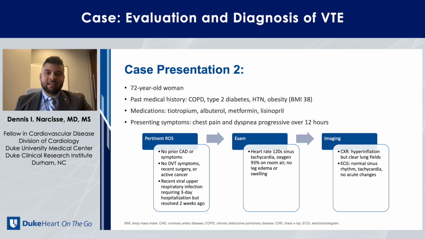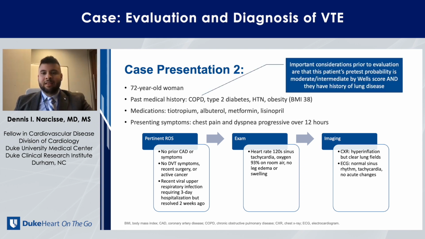So in our second case, we have a 72-year-old female, history of COPD, and other comorbidities, who's presenting with acute chest pain and shortness of breath over the last 12 hours. She's got sinus tachycardia on her exam, but sating well. And I think some important considerations here prior to the evaluation for this patient is that her pretest probability is moderate or intermediate by Wells score, and she has a history of lung disease. And I'll explain why that's important.